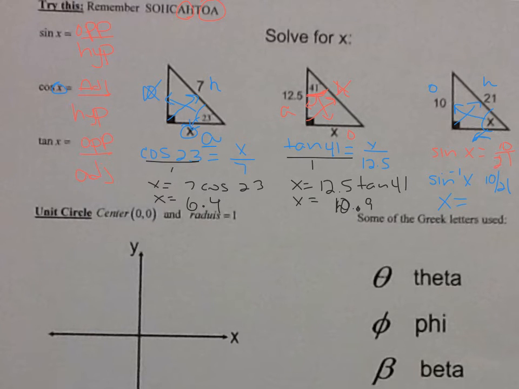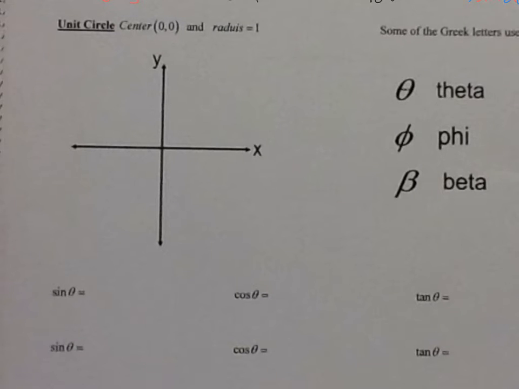And this, you can round this to the nearest degree, you get 28 degrees. Okay, so that's review from last year. You should know that stuff. Okay, so now let's talk about the unit circle.